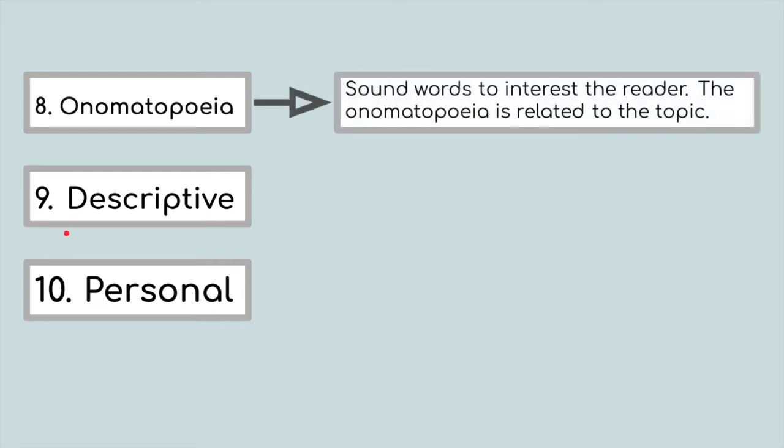Now, the definition of an onomatopoeia topic sentence. Just like onomatopoeia, we might know our sound words. We talk about this a lot when we're talking about literary devices or poetry. So there are sound words that are used to interest the reader.